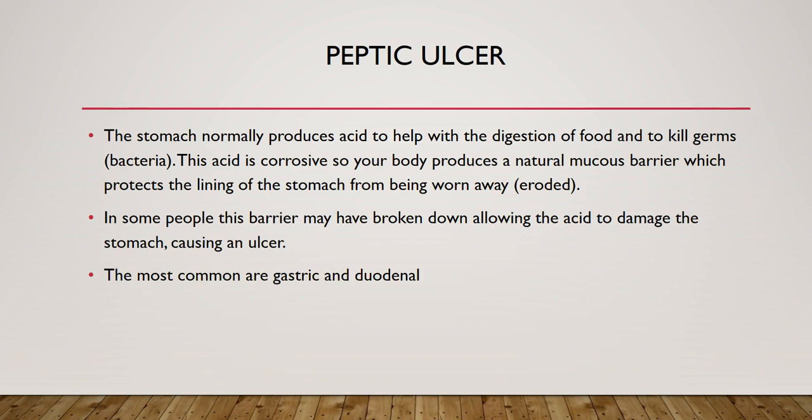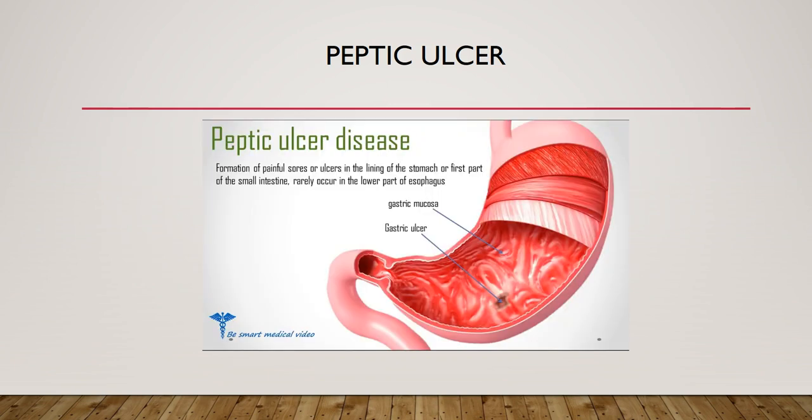The last disease process is peptic ulcers. The stomach normally produces acid to help with digestion of food and to kill germs such as bacteria. This acid is corrosive, so your body produces a natural mucus barrier which protects the lining of the stomach from being worn away. In some people, this barrier may have broken down, allowing the acid to damage the stomach, causing an ulcer. The most common are gastric or duodenal ulcers.